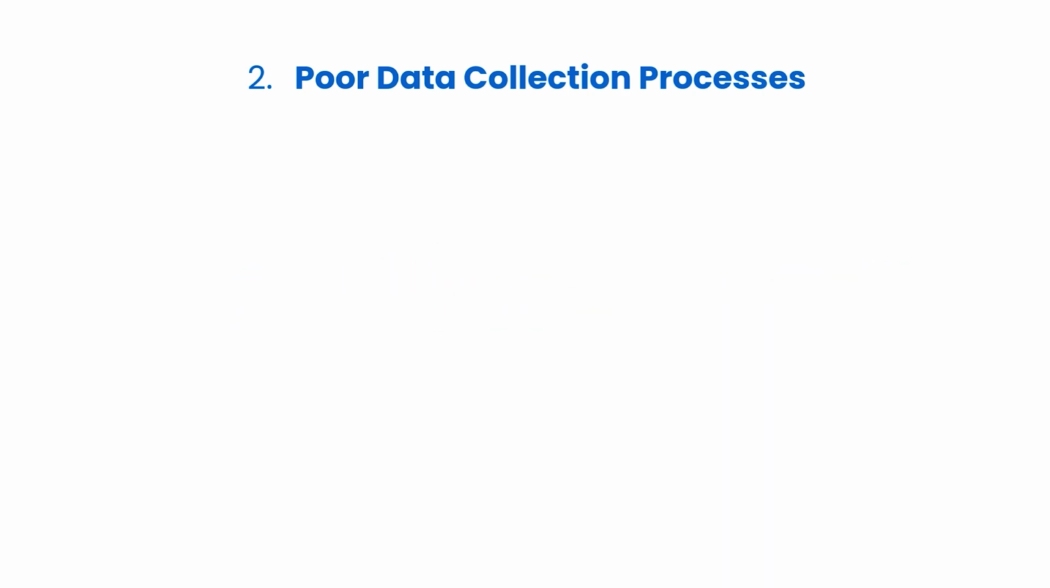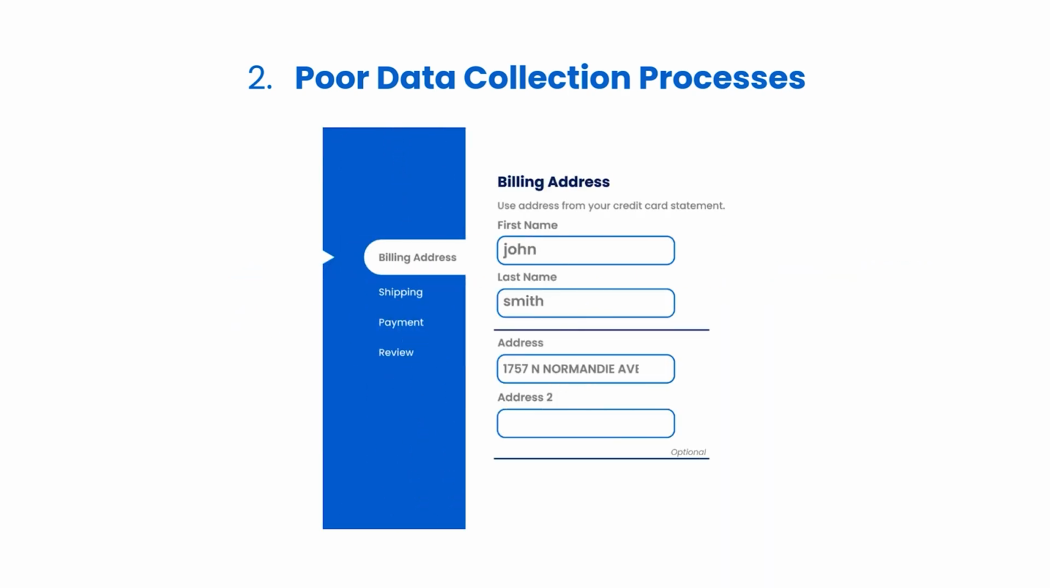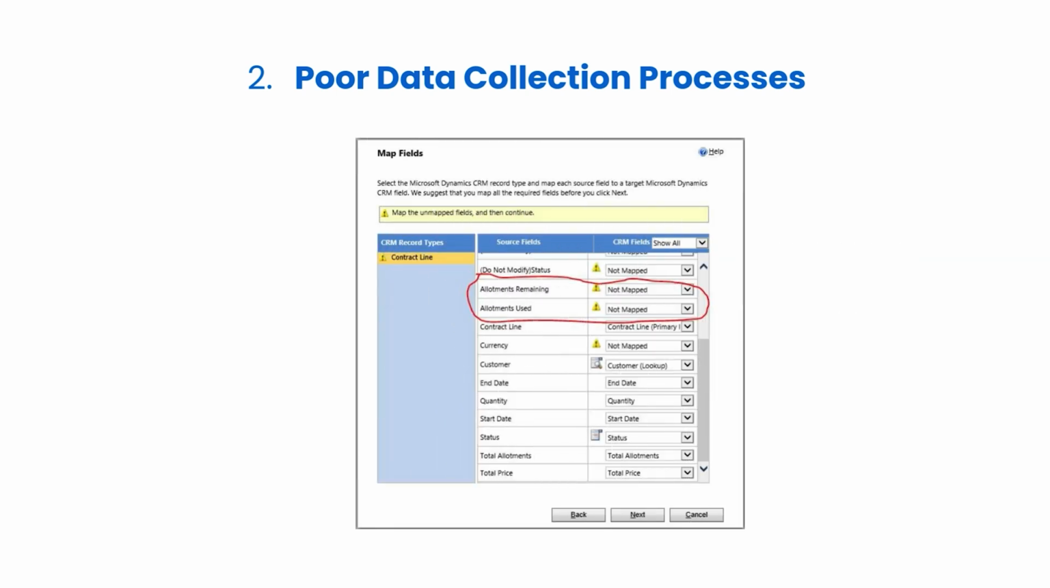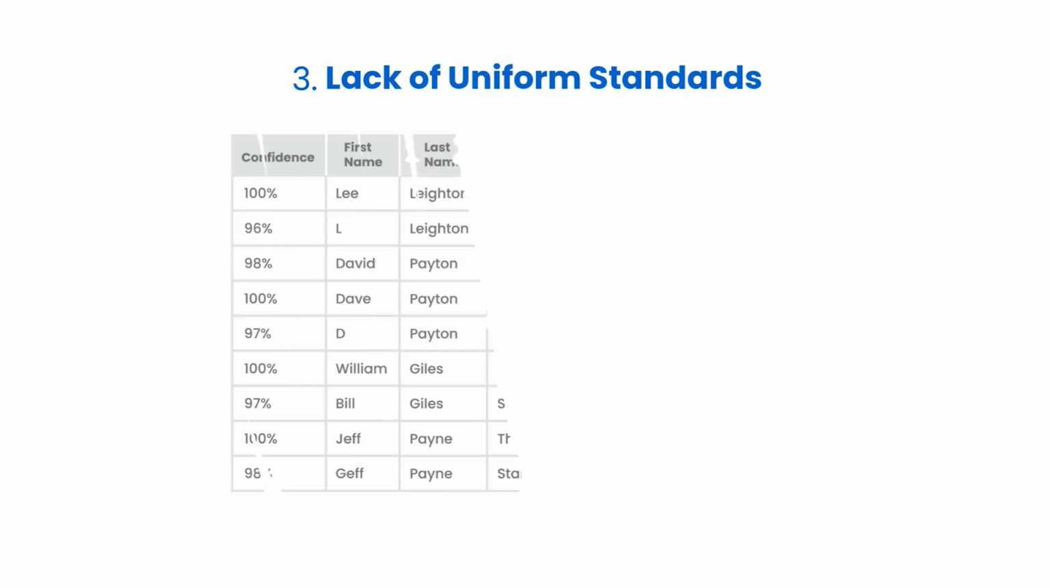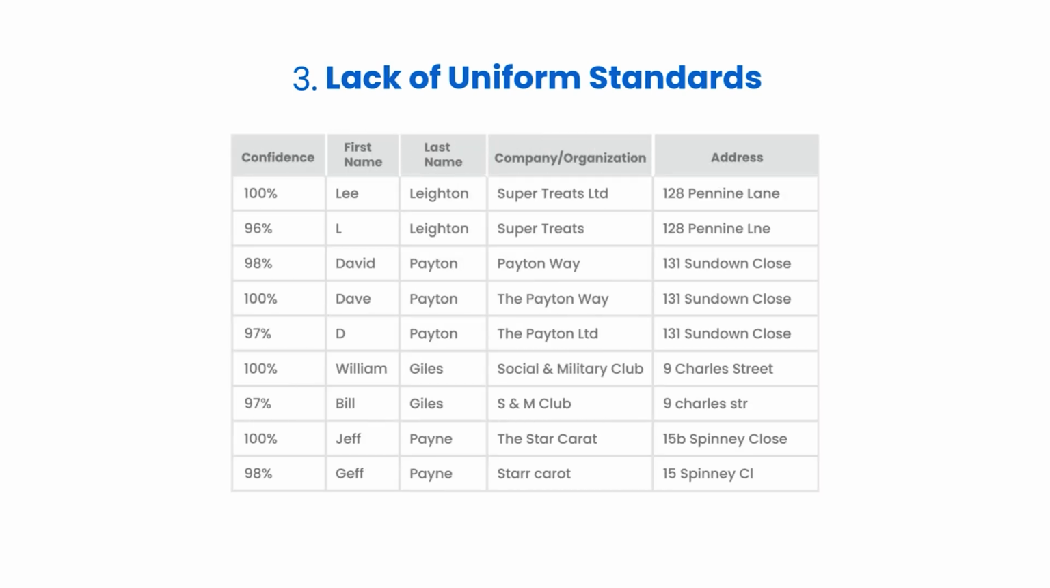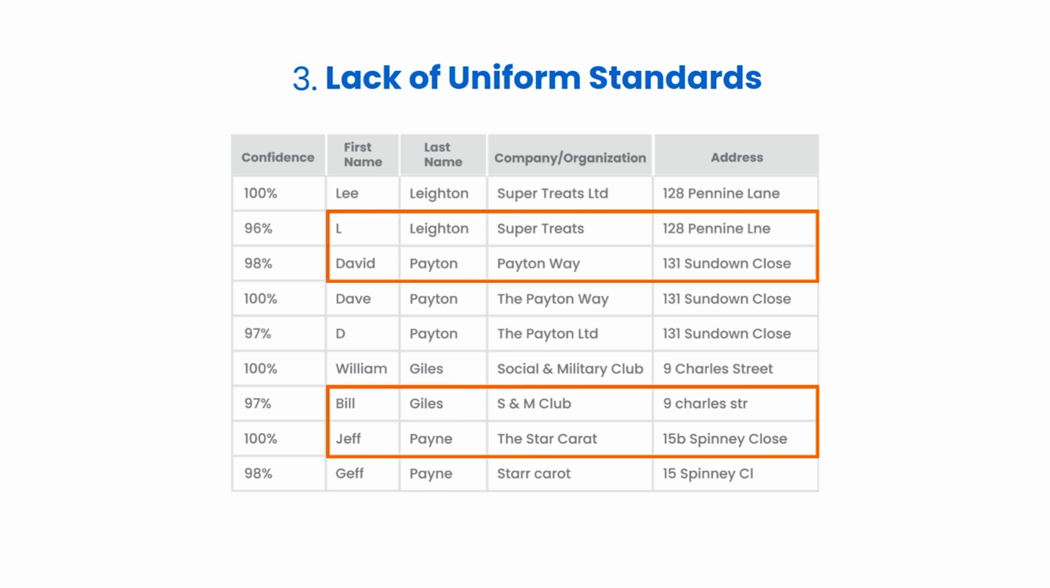For example, web forms without proper field controls often result in inconsistent or incomplete entries. Similarly, legacy CRMs with weak duplication controls are often responsible for redundant and obsolete data. Lack of uniformity. Most data sets do not have clear rules for formatting and inputting data. Everyone does their own thing. One person could write something as 9 Charles Street, while someone else would write street with a short form.